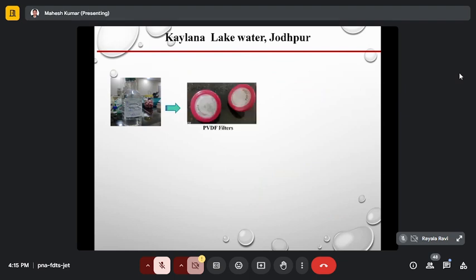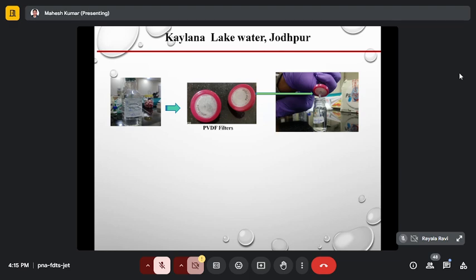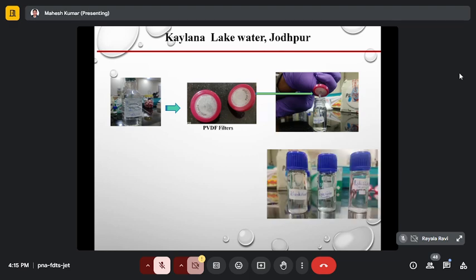So we have also collected samples from the rivers. And initially we have cleaned them.